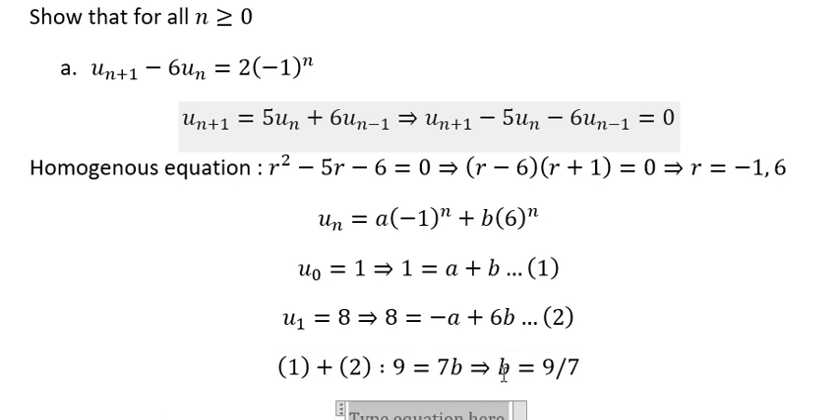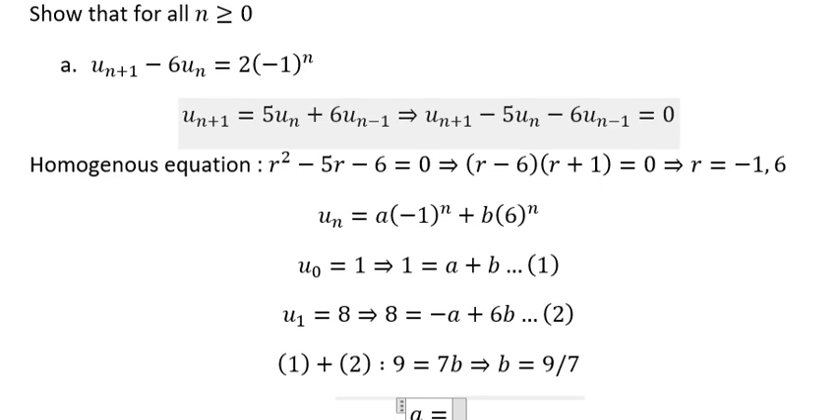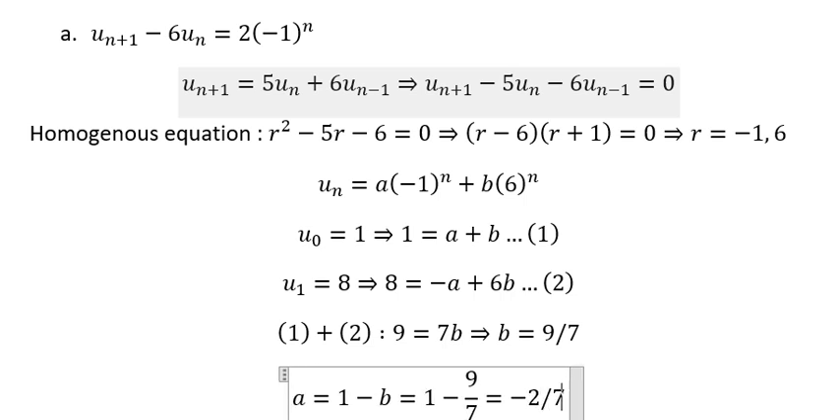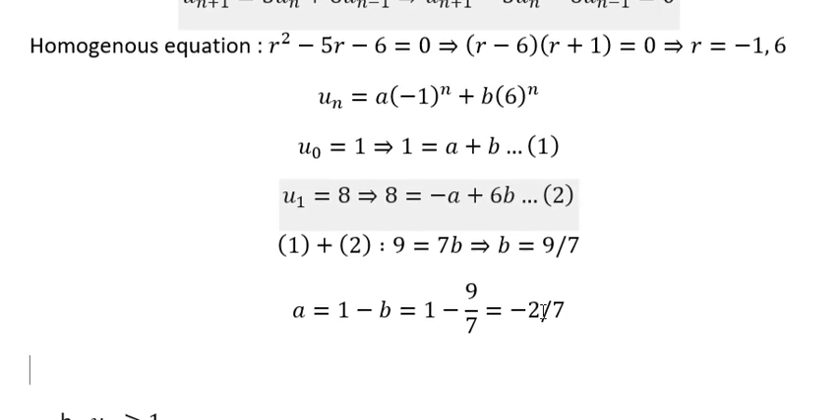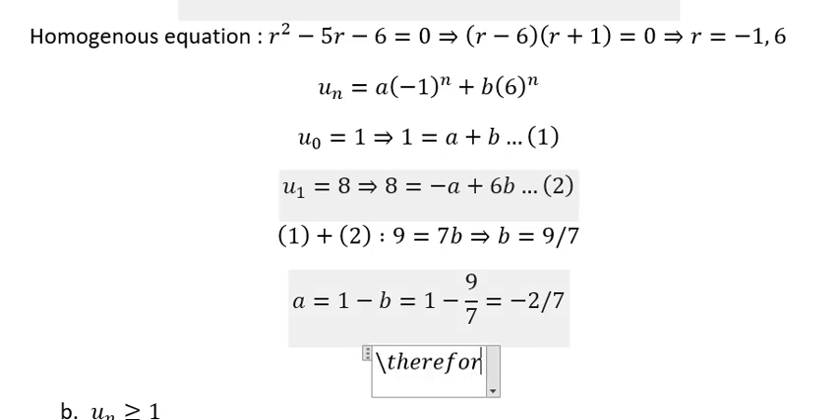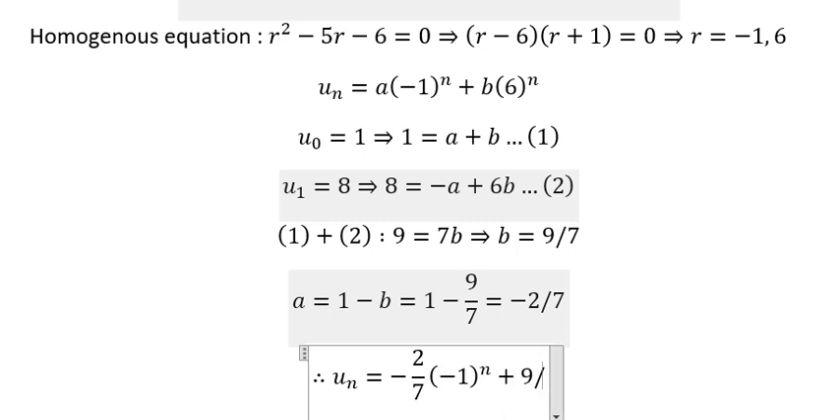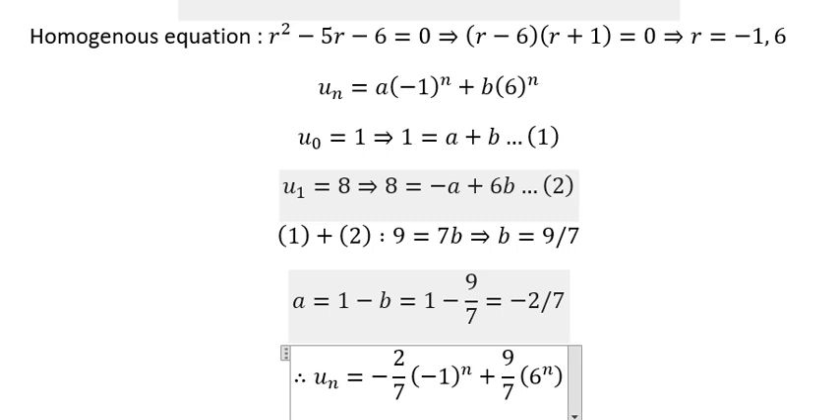Okay, then what will be the value of a? a will be equal to 1 minus b, which is 1 minus 9 over 7, which should give us negative 2 over 7. Therefore my sequence Un is equal to negative 2 over 7 times negative 1 to the power n plus 9 over 7 times 6 raised to the power n. That is my sequence.